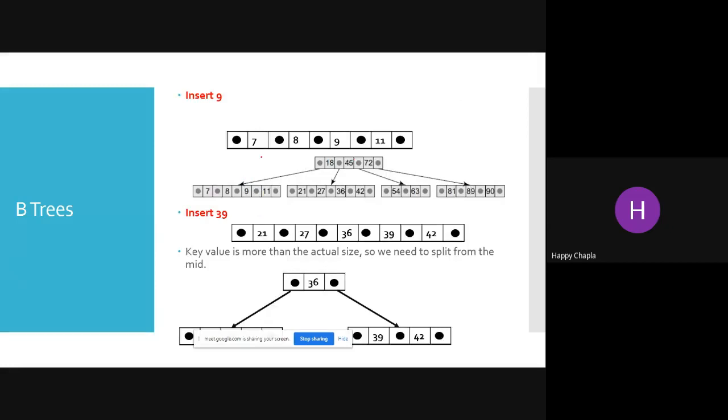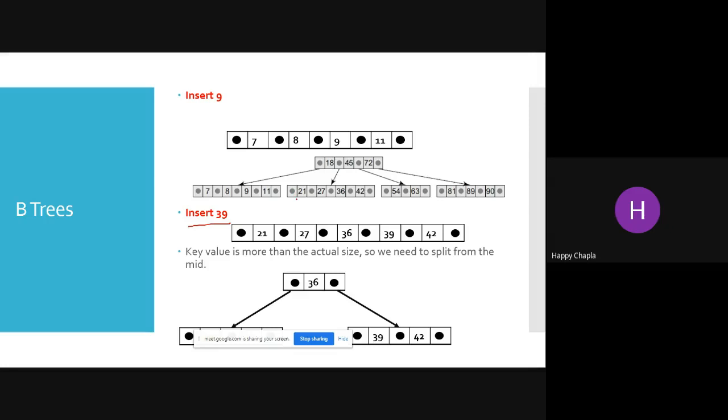So what is the situation? For this particular node, the situation is 7, 8, 9, and 11. Okay, so this is 7, 8, 9, and 11. Clear? Now if I want to insert 39, for this tree you need to do the searching operation: greater than 80? So you have to go over here, and less than 45. So 39 may be inserted over here.